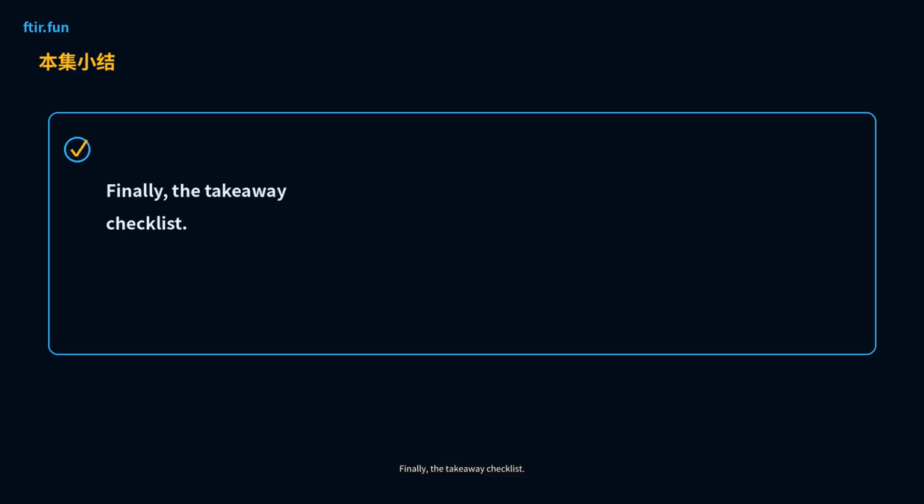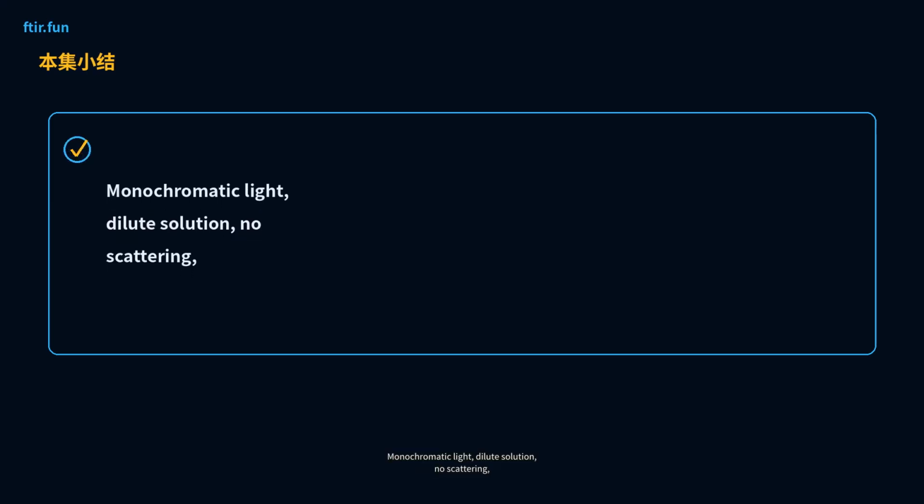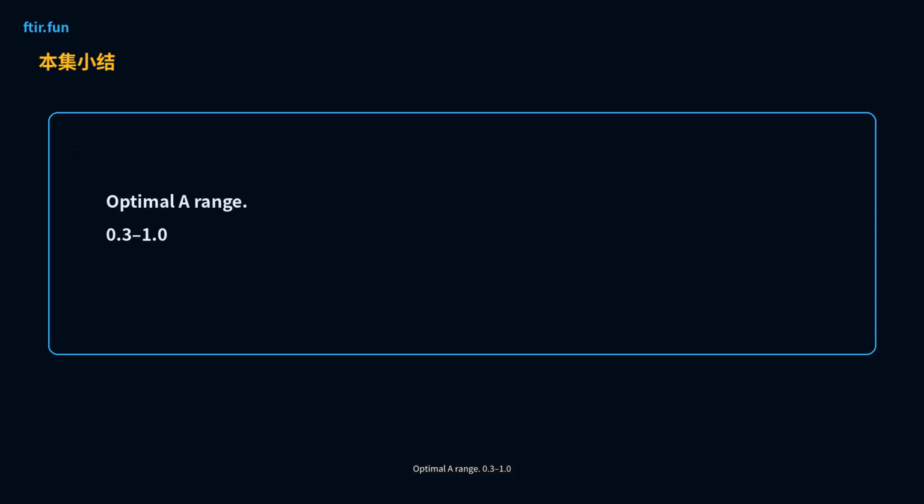Finally, the key points to recall. Make sure you can recall each item. Lambert-Beer law: $A = \varepsilon bc$. Applicable conditions: monochromatic light, dilute solution, no scattering, homogeneous, fixed path length. Molar absorptivity in the infrared is 10 to 1,000 times smaller than in UV-Vis. Optimal A range: 0.3 to 1.0.